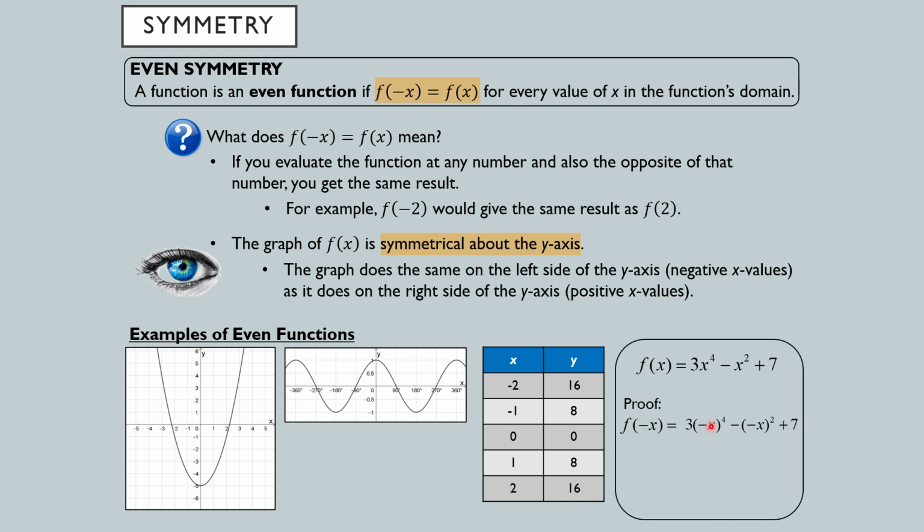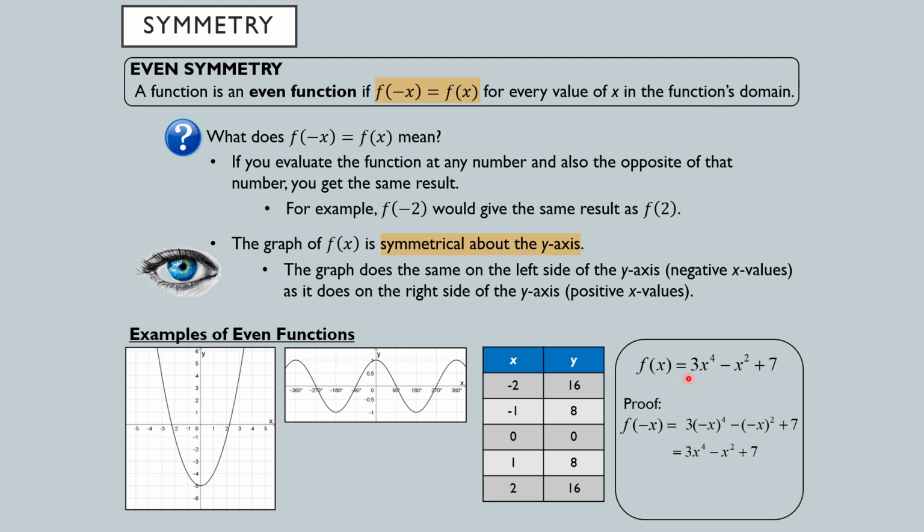But -x to the power of 4, well, that's a negative times a negative times a negative times a negative, which is a positive. We really don't need to write this negative sign. So let's simplify that. Same with this while we're at it. -x squared, well, -x times -x is going to be positive x squared, so we don't need this negative here. It simplifies to this.